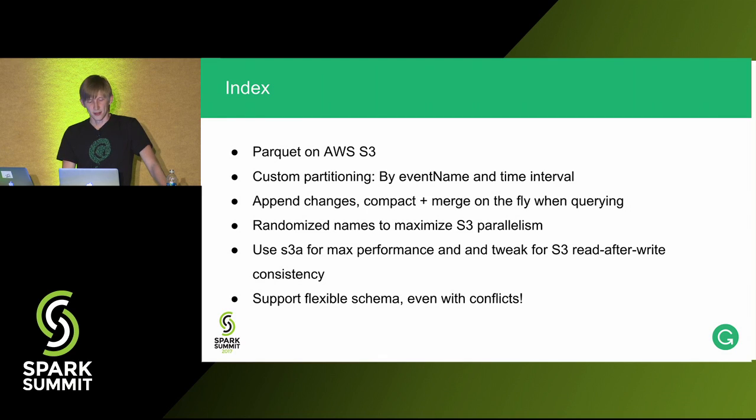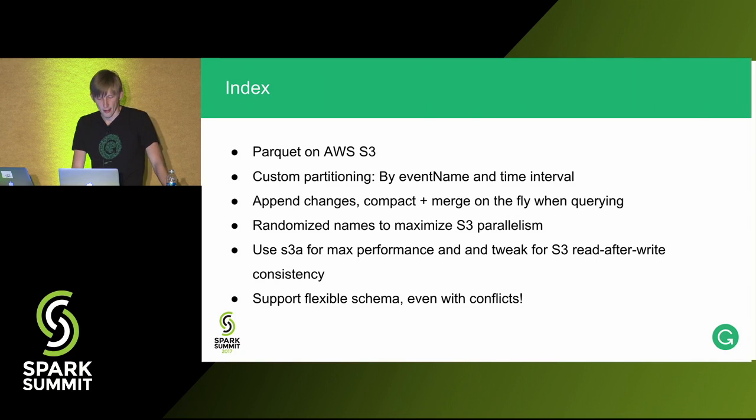Basically, we store data as a set of Parquet files on top of S3, but we don't use the built-in Hive partitioning. We use a custom one where we split data by event name and time intervals, and dynamically based on rate of events for each of the event type. And to enable updating already existing events, we perform appending data and a separate asynchronous compaction process, and are able to merge the data on the fly when querying.